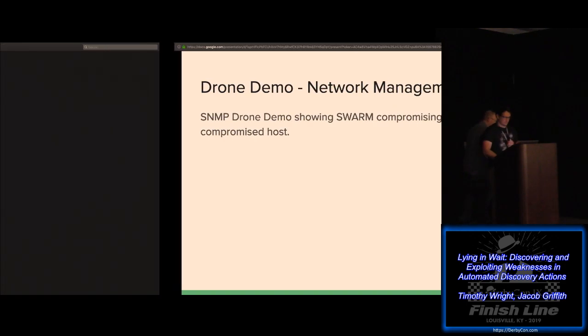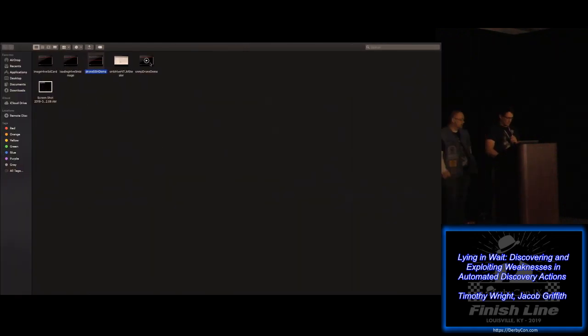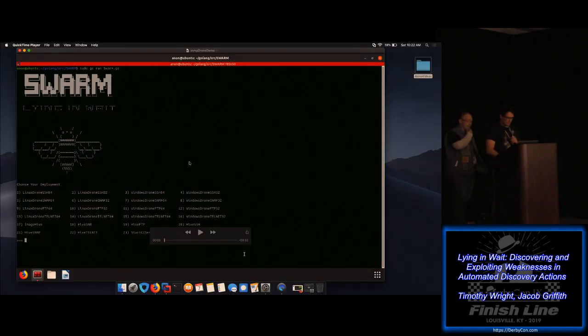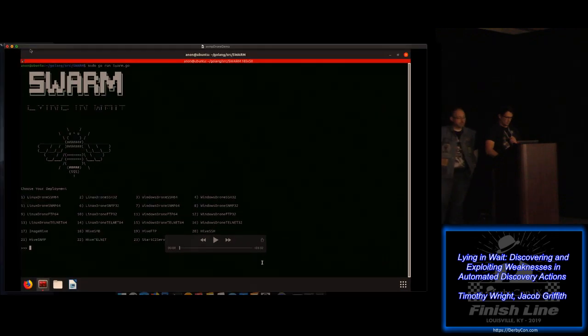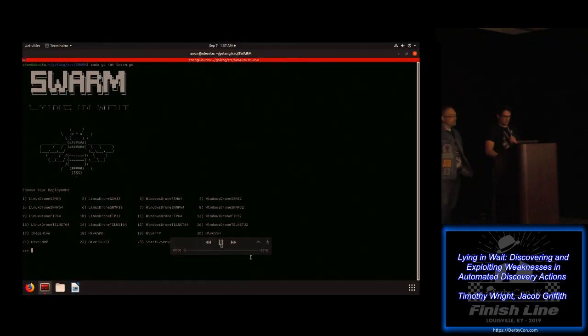Now we're going to do the SNMP demo. Same thing. This is SolarWinds, and again we're going to try to harvest the read access from the infrastructure. Go ahead and kick it off.